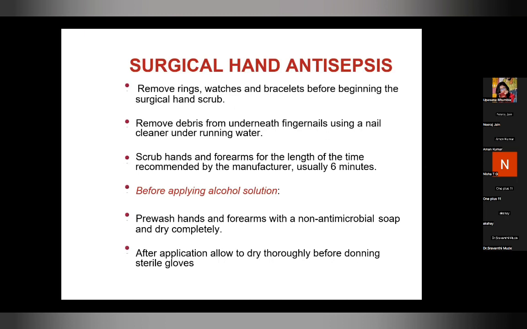First of all, nails should be properly cut, and no long nails. It is never ever recommended. And scrub hands and forearms for the length of time recommended by the manufacturer, usually 6 minutes. And for alcohol rub, pre-wash hands and forearms with non-antimicrobial soap and dry completely. And whenever we are doing the 5 moments of hand hygiene, we need to perform the hand rub.